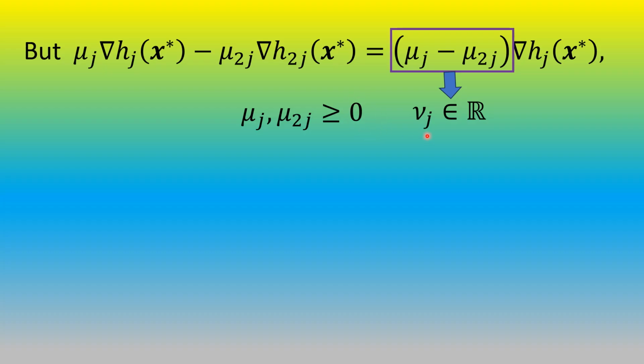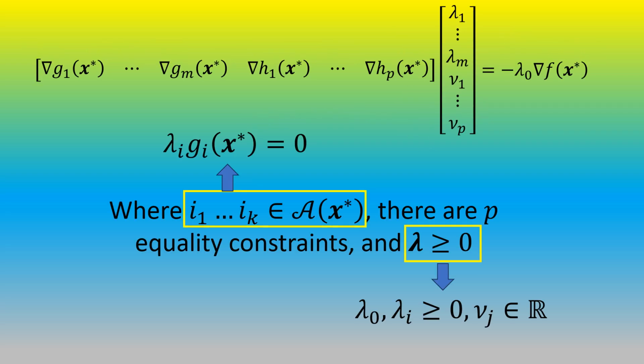But when you subtract them, they can be any real number. And we'll call them nu sub j. So, since we absorbed those coefficients, we can reduce it to just p of these equality constraints. You don't have to do the negatives and positives, just the positives, times these new scalars from 1 to p, that can be any real number. And this also implies that lambda sub 0 and lambda sub I are greater than or equal to 0.